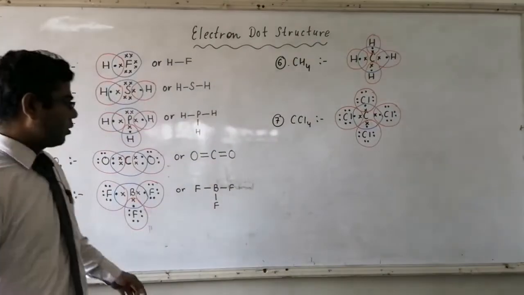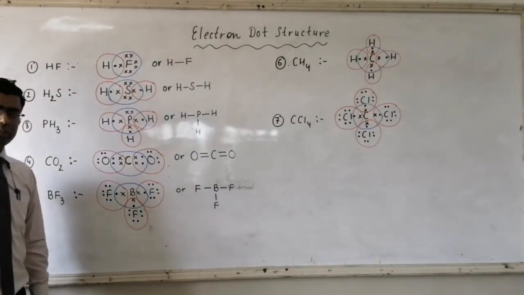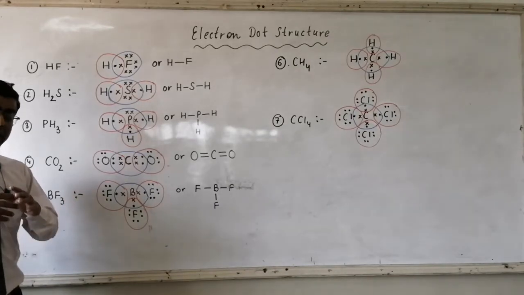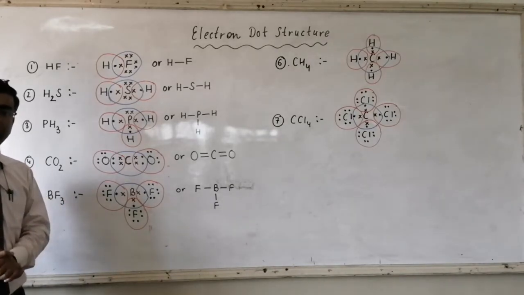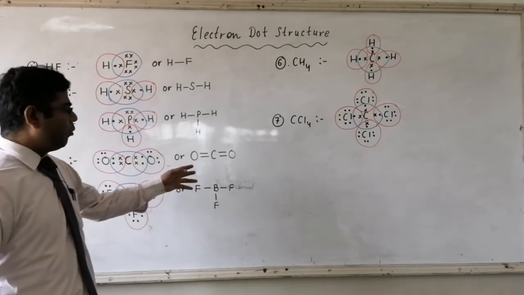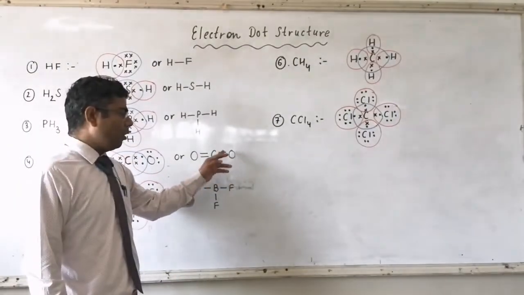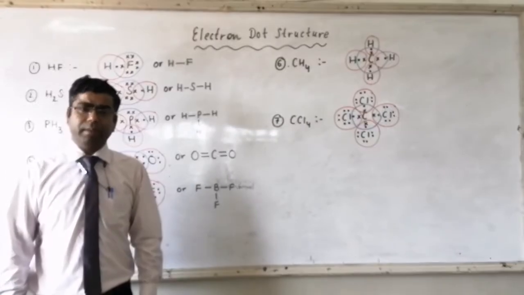Now, as oxygen and carbon are sharing two electrons, each atom is contributing two electrons. So there will be formation of a double bond between carbon and oxygen.